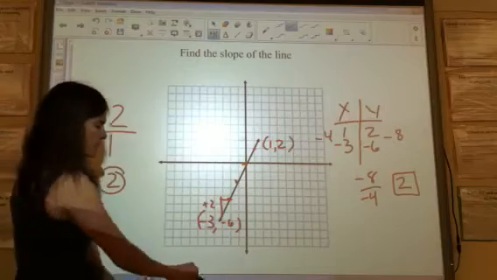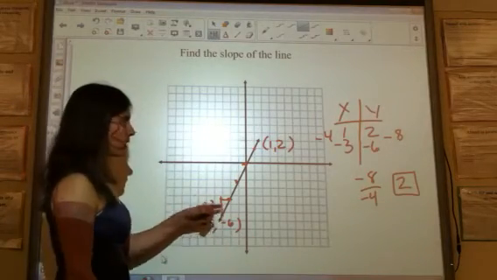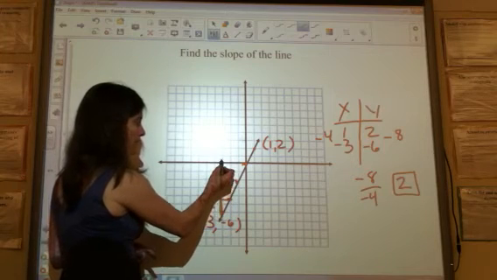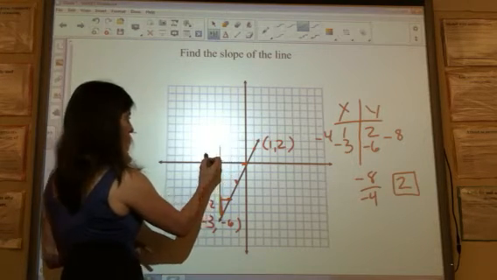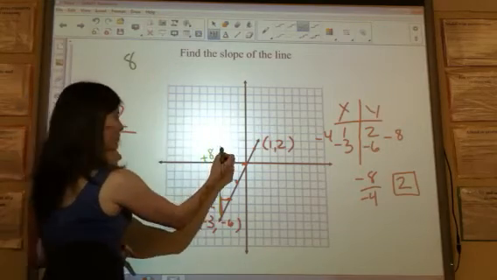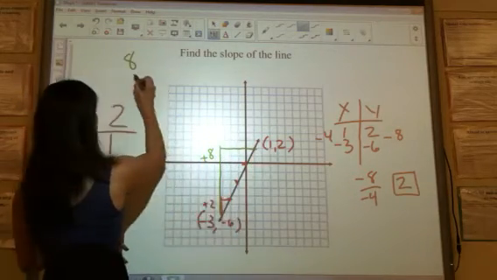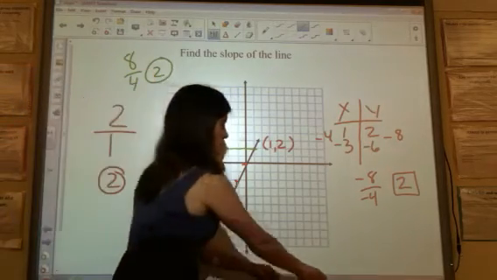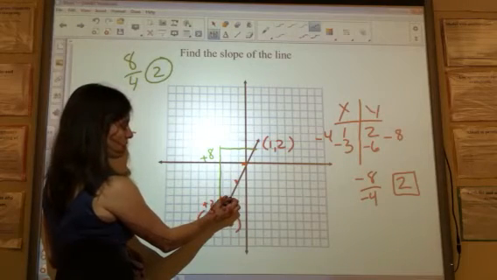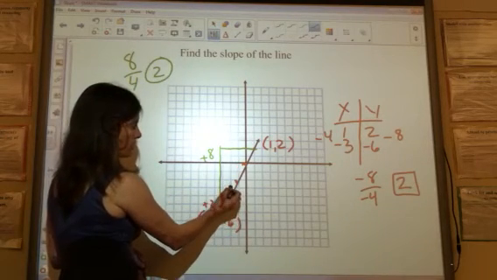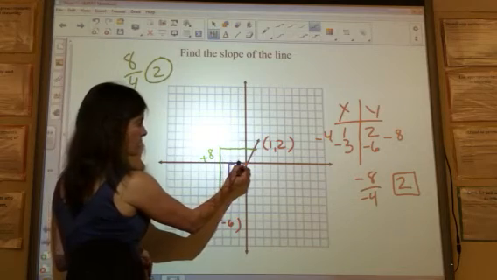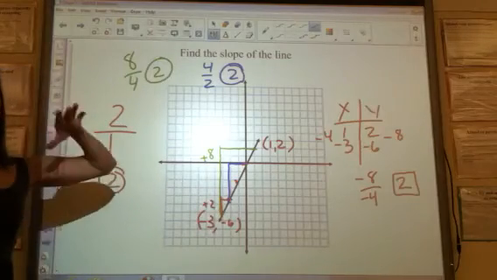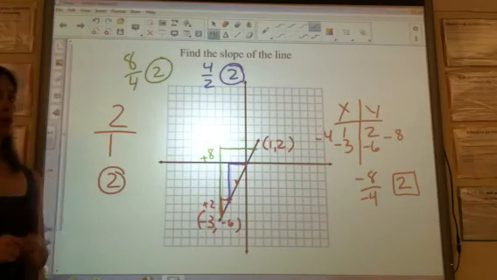Wait, but Miss Almeida, what happens if you decided to start at the bottom and go all the way to the top? Okay, 1, 2, 3, 4, 5, 6, 7, 8. So my rise here is 8, and my run is 1, 2, 3, 4. Hey, wait, that reduces to 2 as well. Let's just, for giggles, go from this point to this point. 1, 2, 3, 4, 1, 2. Hey, that reduces to 2 as well.